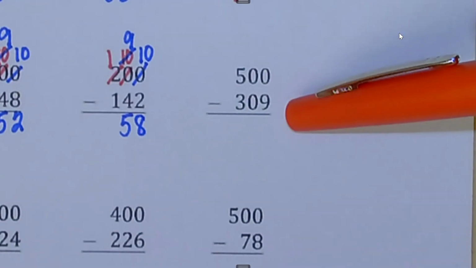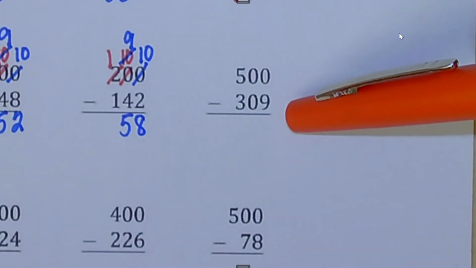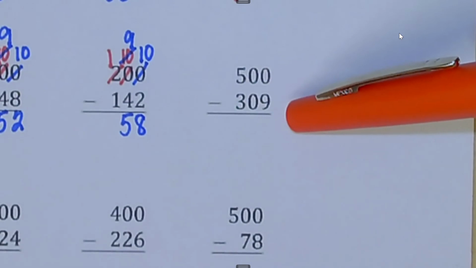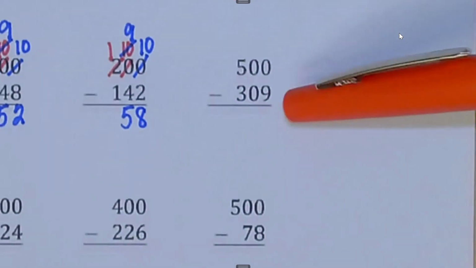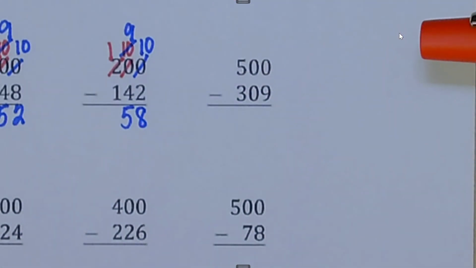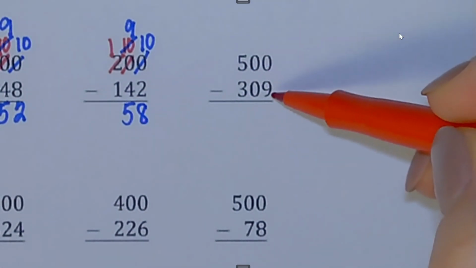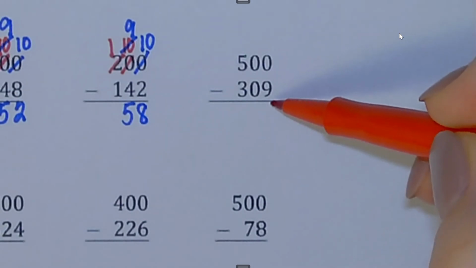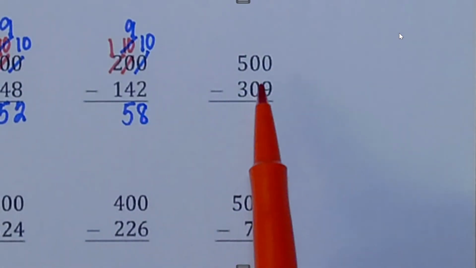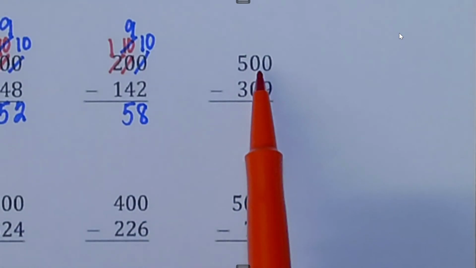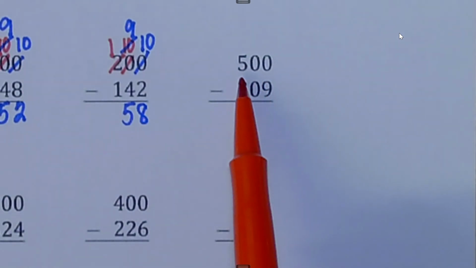500 minus 309. I want you to pause the video, solve this problem, and press play when you're ready to check your work. Okay, if you're back, then you have solved this problem and you are ready to check your work. 0 minus 9. I cannot do that, so I need to go to my neighbor for help. Unfortunately, my neighbor cannot help me, so he has to go to his neighbor.